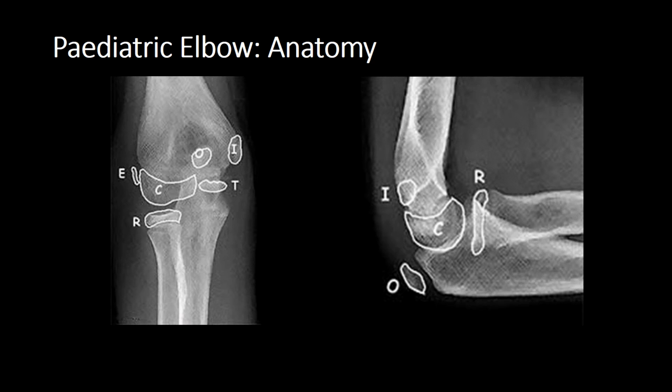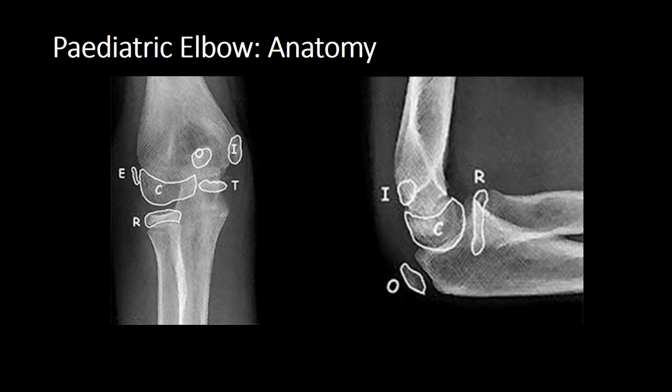On the lateral view, our capitulum superimposes the trochlear. Then we have R for our radial head, I for the internal epicondyle, and as I said, the trochlear is superimposed by the capitulum, O for the olecranon, and again the E is also superimposed by the adjacent bones.